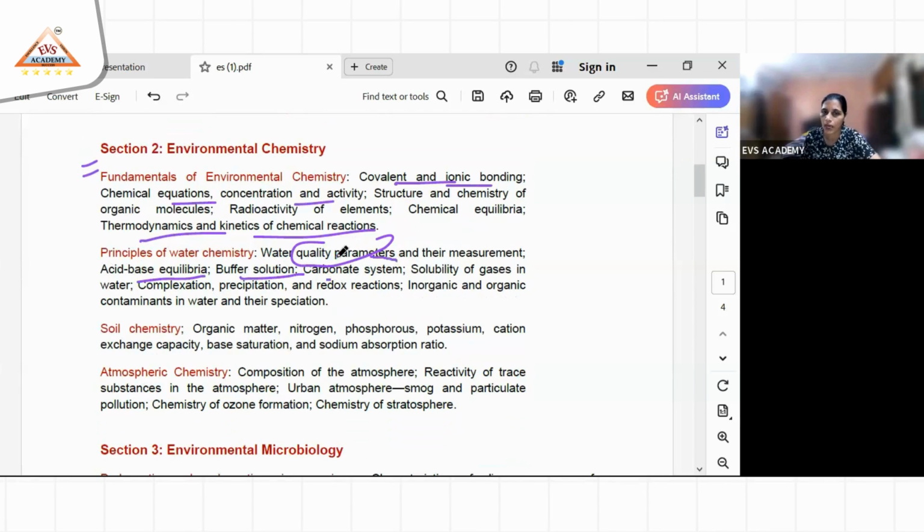All these are related to the carbonate system. Solubility of gases like Henry's law and Raoult's law, all these. Complexation, precipitation, and redox reaction, inorganic and organic contaminants. Okay, from this unit, how much are you already aware about these topics?